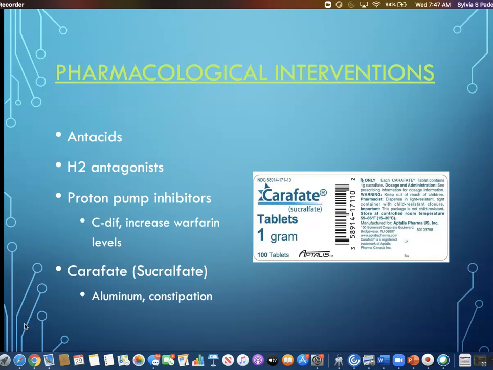Pharmacological interventions include the antacid. Antacids basically increase the gastric pH. And then we have the histamine receptor antagonists, which decrease the gastric acid production. And these are normally short-acting. So basically, if you need immediate relief, the H2 antagonists are your drug of choice.